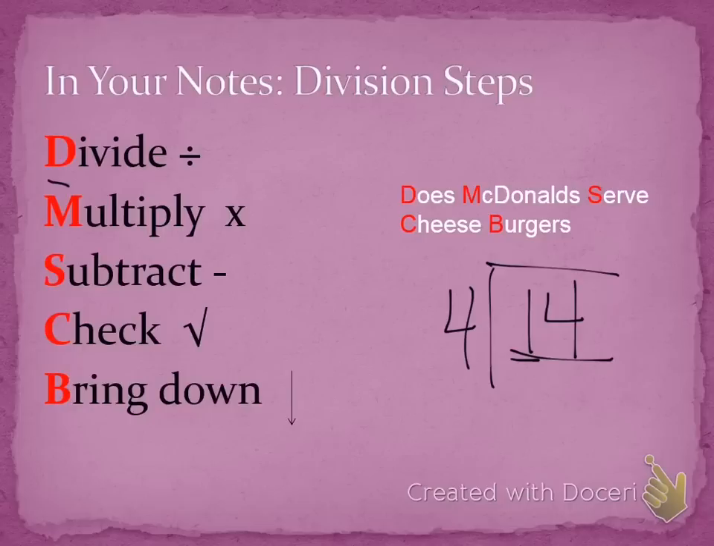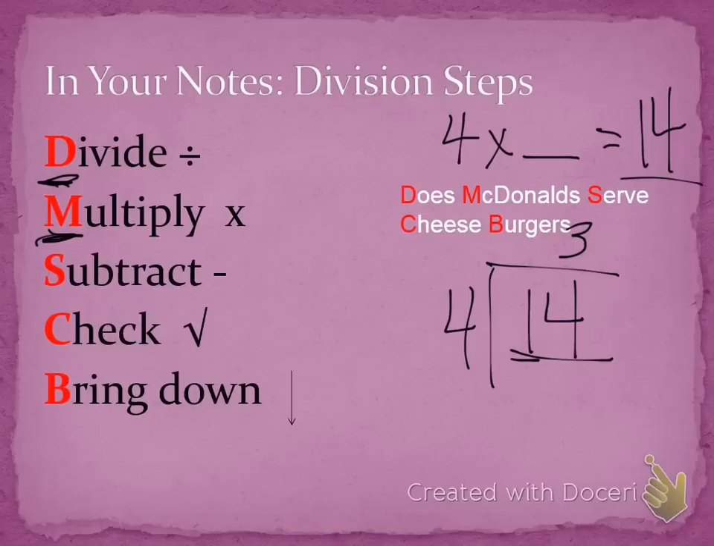Remember, all division problems can be reset up as a multiplication problem. So I think to myself, 4 times what equals 14? Think about my multiplication facts. So 4 goes into 14 3 times. So 4 times 3 equals something. It doesn't equal 14, but it equals something close to that. So my second step is multiply. I already divided 14 by 4 and found that 4 goes into 14 3 times. Now I need to multiply the number here times the number that's up here. 4 times 3 gives me 12.